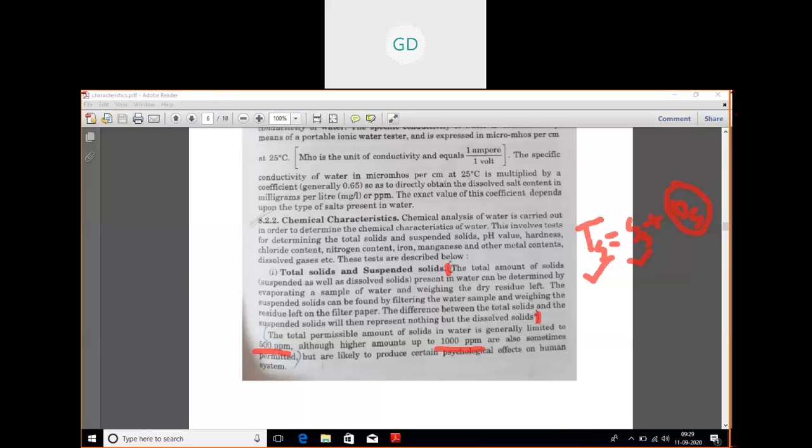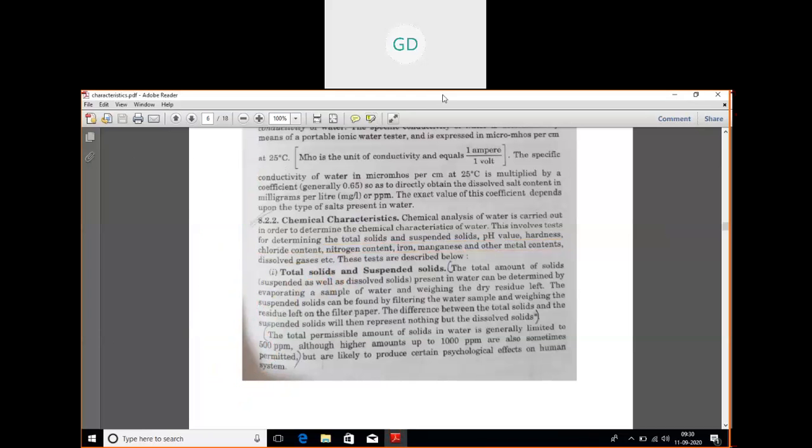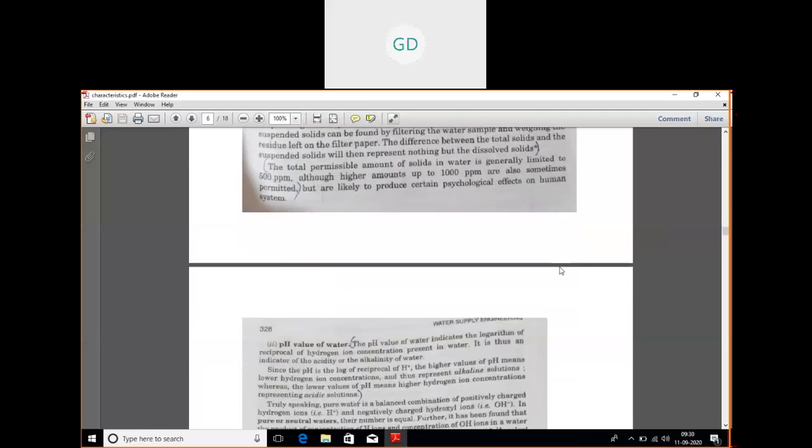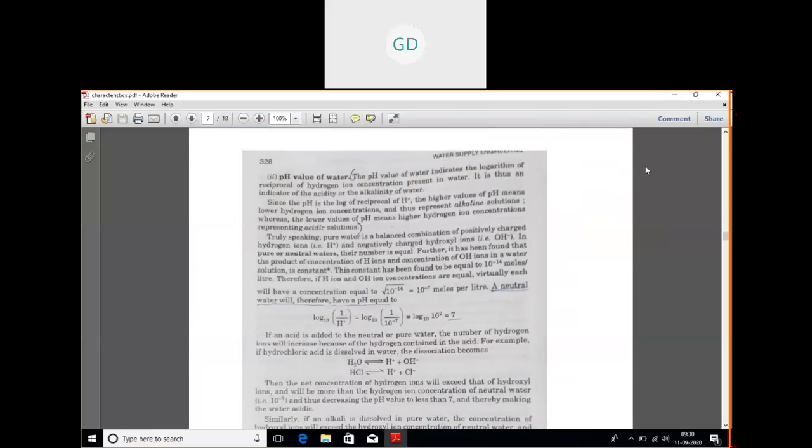Now next is your pH. Everyone knows pH from school. It tells us whether the sample is alkaline or acidic.